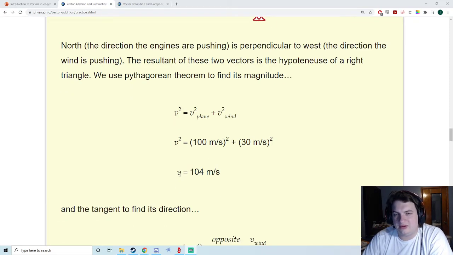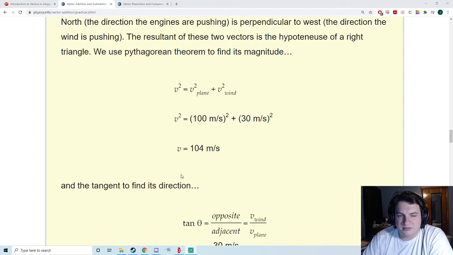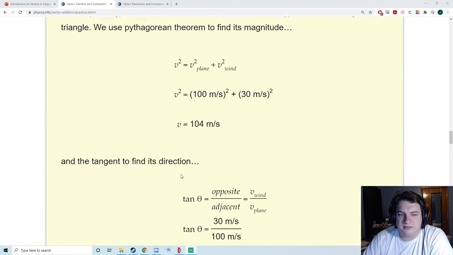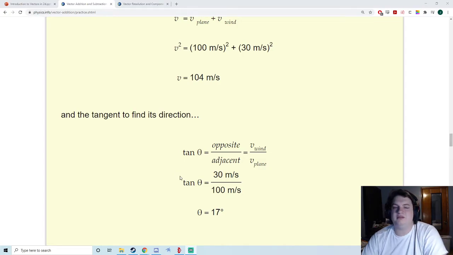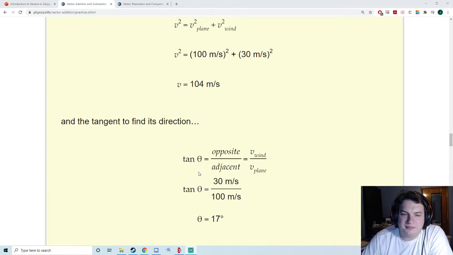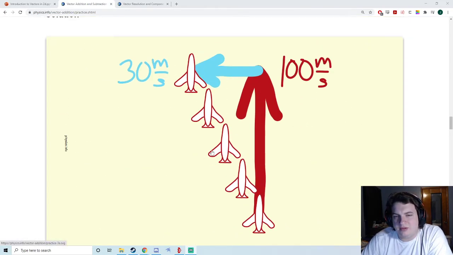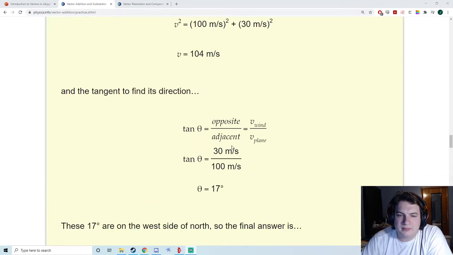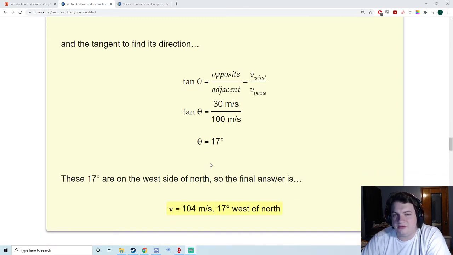Obviously, their answer isn't taking into account sig figs, but relatively easy to do. And we're going to have to break into sine, cosine, and tangent whenever we run into problems where we have these triangles. This is just showing you an example. So in this case, we were given the values of the opposite and the adjacent to our hypotenuse. So we're going to use tangent. So we have 30 meters per second over 100 meters per second, which gives us an angle of 17 degrees. So my vector would be moving 17 degrees west of north.